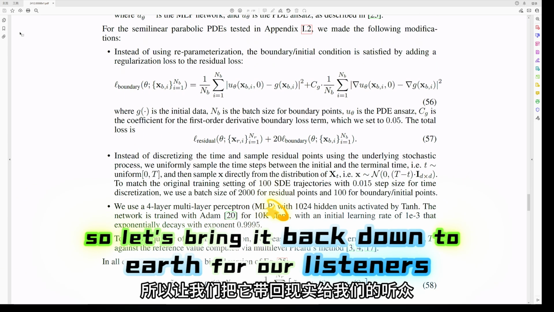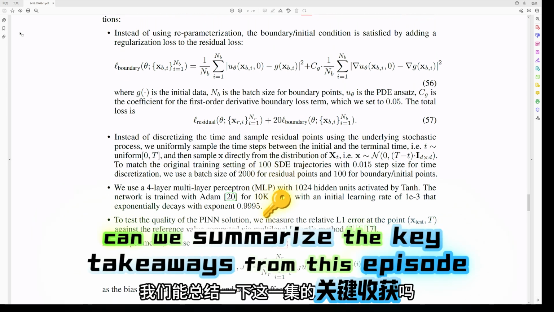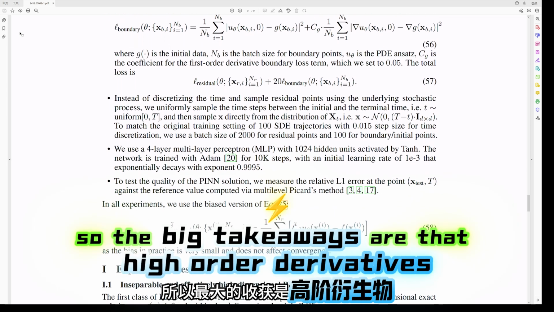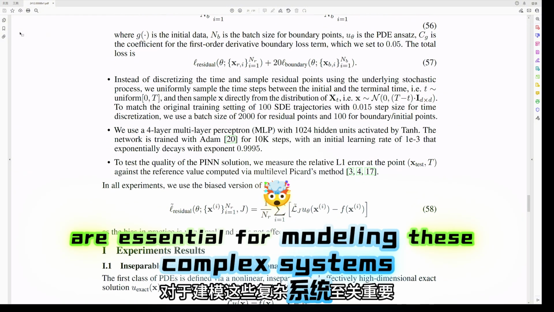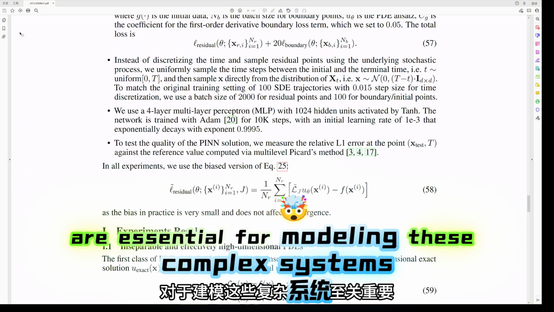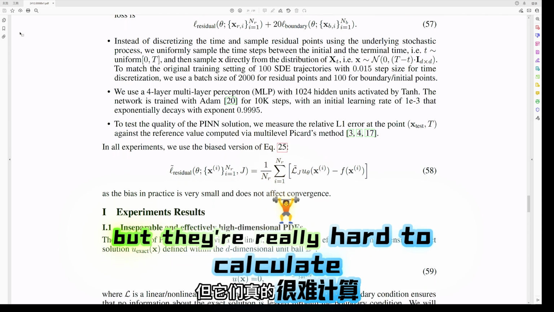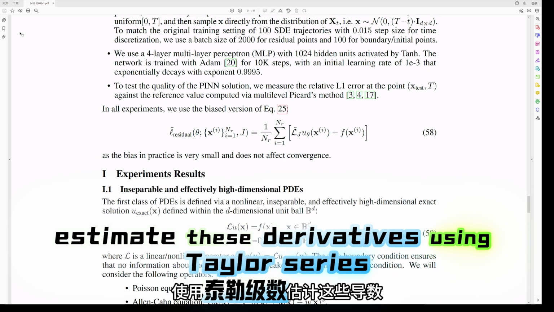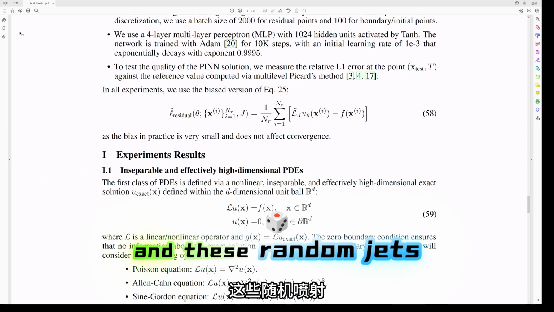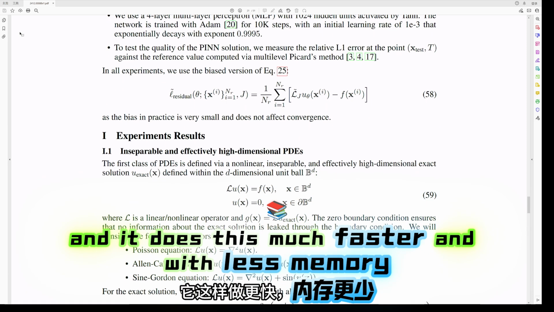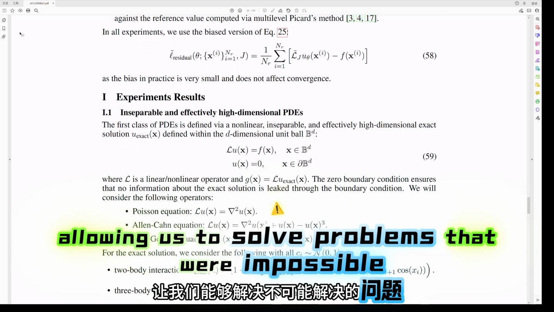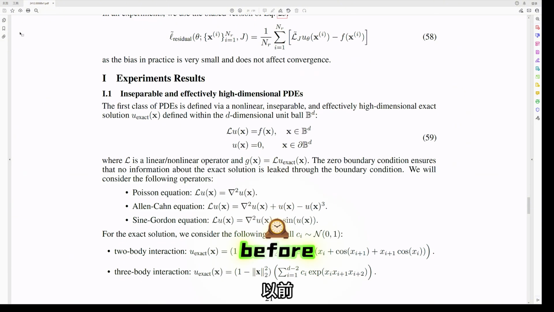Exactly. Okay, so let's bring it back down to earth for our listeners. Can we summarize the key takeaways from this episode? Yeah, so the big takeaways are that high-order derivatives are essential for modeling these complex systems, but they're really hard to calculate. Right. STDE gives us a way to estimate these derivatives using Taylor series randomization and these random jets. And it does this much faster and with less memory than previous methods, allowing us to solve problems that were impossible before. That's amazing.